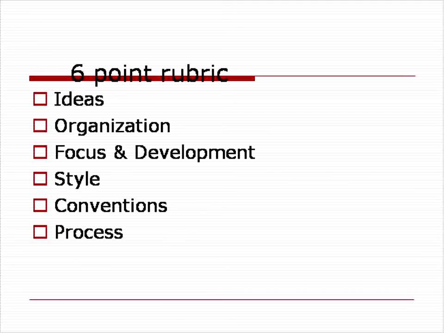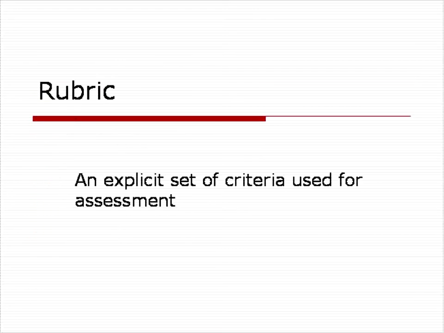So at Hill, we use a 6-point rubric that is fairly traditional, but it's been adapted for our school, and it's ideas, organization, focus and development, styles, conventions, and process. Now I'm going to walk through each of these briefly to show you what we mean by these.